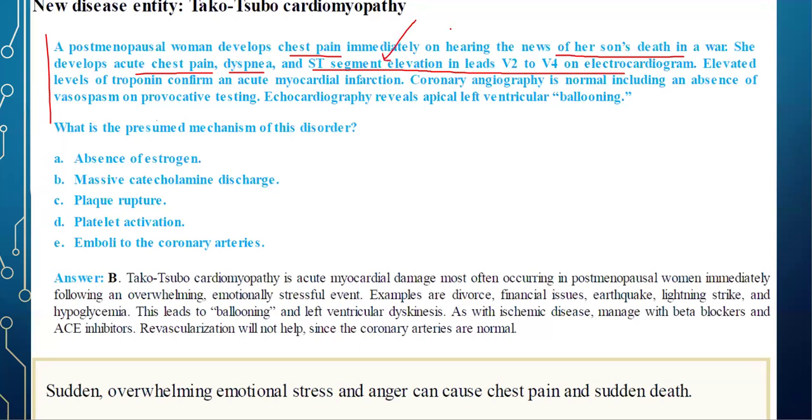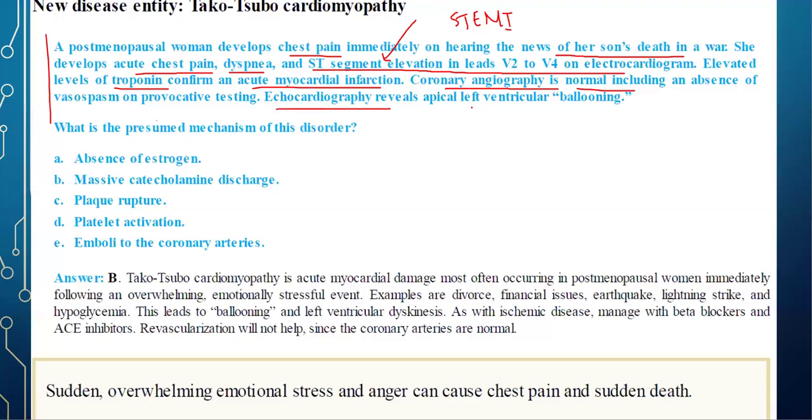So when you see ST segment elevation, immediately you think of ST elevated MI. Elevated level of troponin confirms acute myocardial infarction. So definitely it is an ST elevated MI, you think. Then you have done a coronary angiogram. So coronary angiogram is an investigation where you can directly look inside the coronary artery and you can find out where exactly is the block and how much blockage is there. In a myocardial infarction patient, there has to be a block, right? But you have found in this patient, the angiogram is normal.